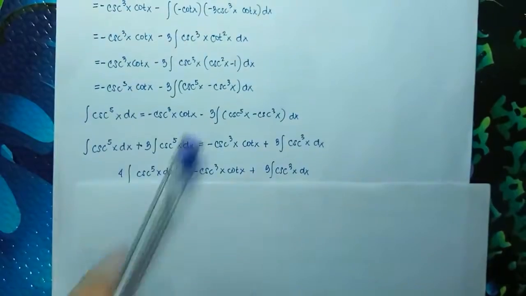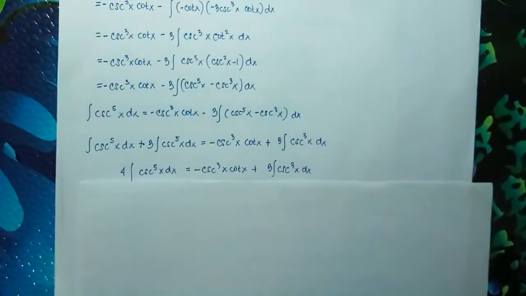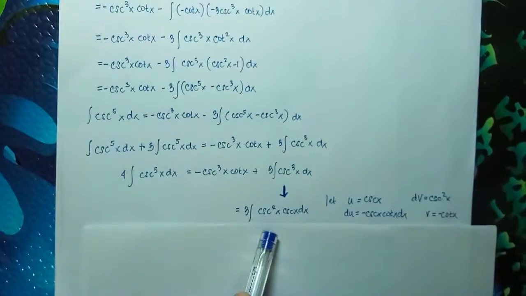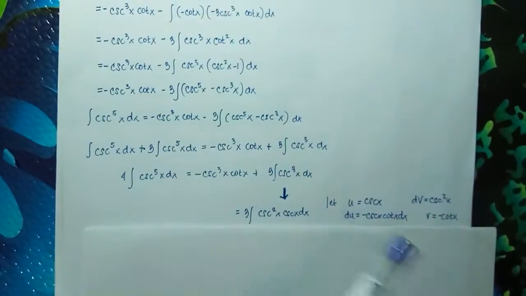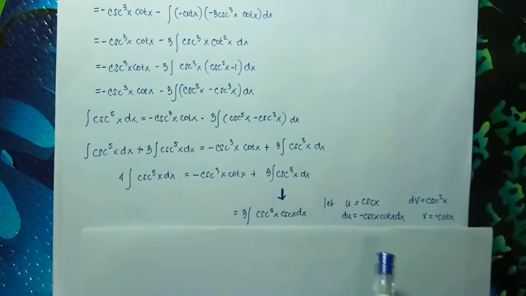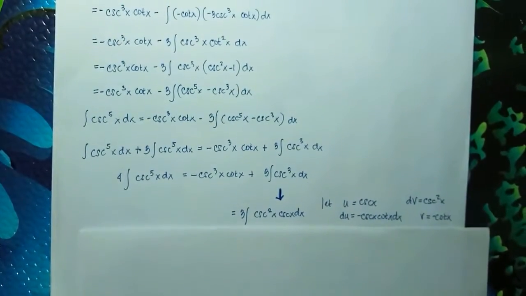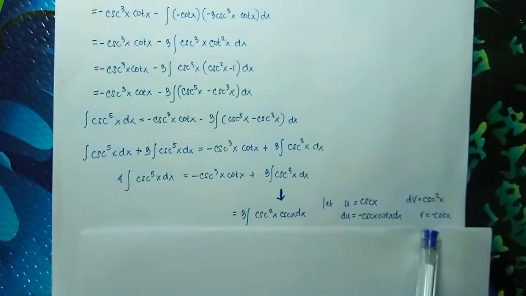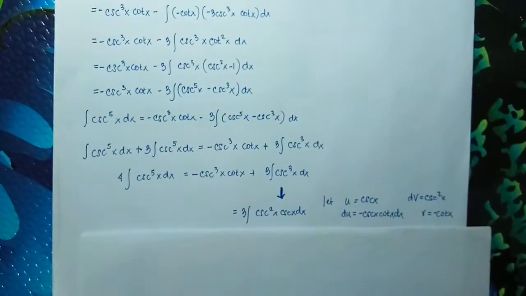So now we're gonna integrate this term, so it will result to 3 times the integral of cosecant squared x cosecant x dx. So in order to be consistent, we're gonna let u be cosecant x, and du is equal to negative cosecant x cotangent x dx, and our dv is equal to cosecant squared x with the integral v equal to negative cotangent x.